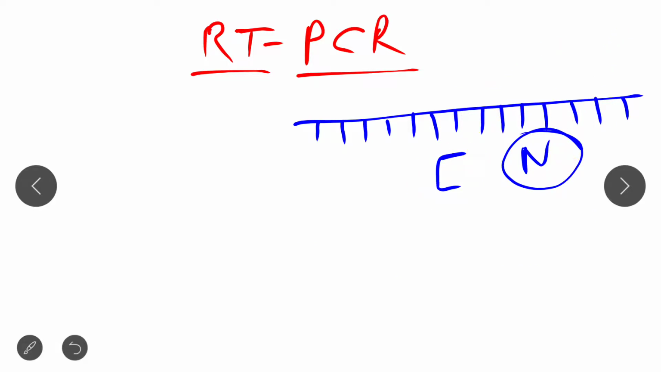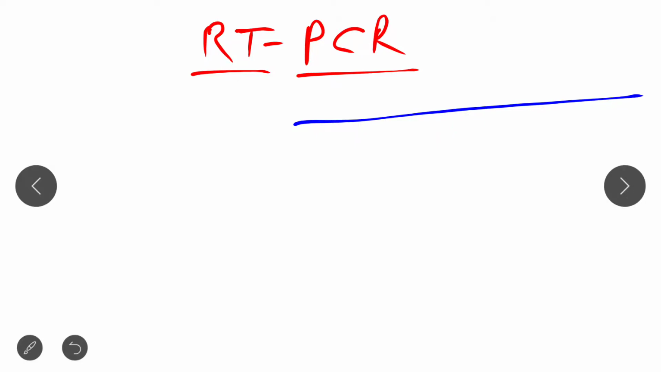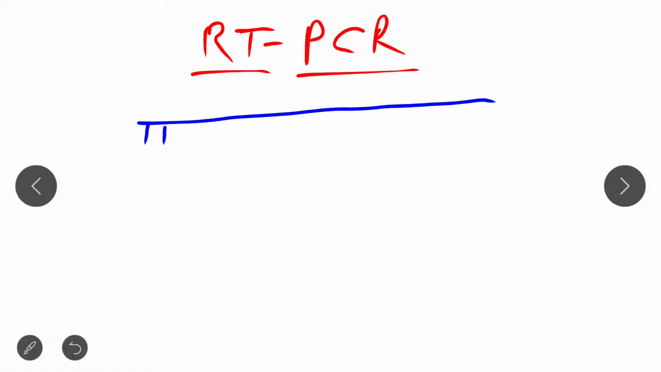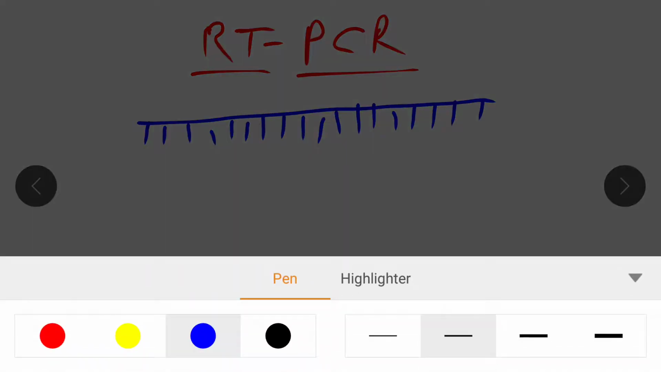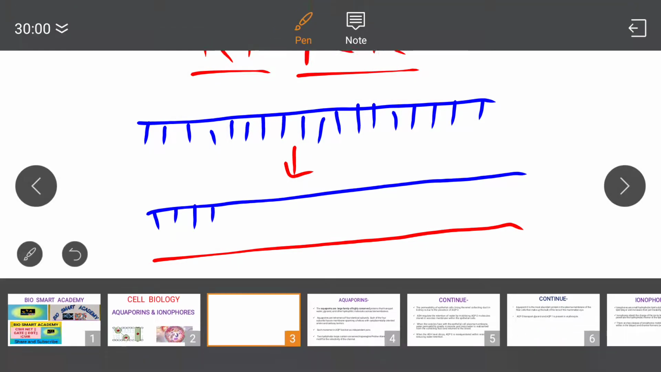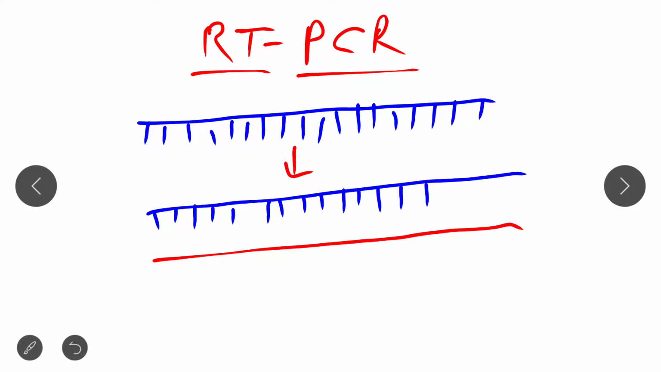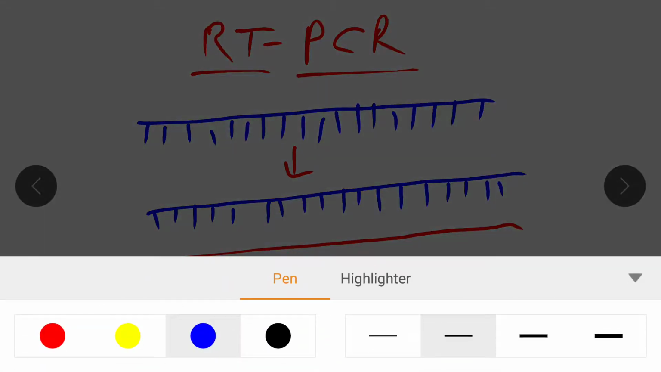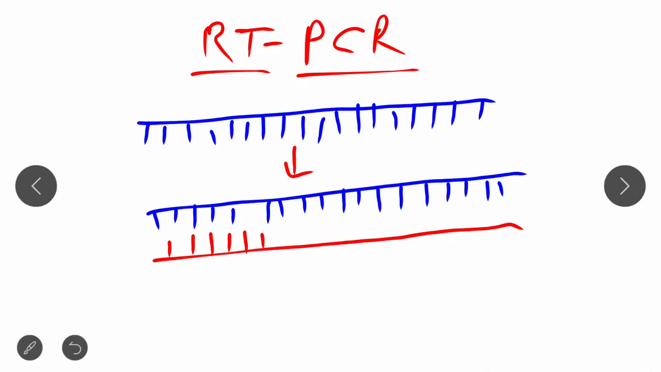So first we convert this single stranded RNA, okay, simple, this is a single stranded RNA, and we convert this single stranded RNA into complementary DNA. Okay, what is complementary DNA? This is the complementary DNA, that is, an RNA DNA hybrid. Clear? RNA DNA hybrid.